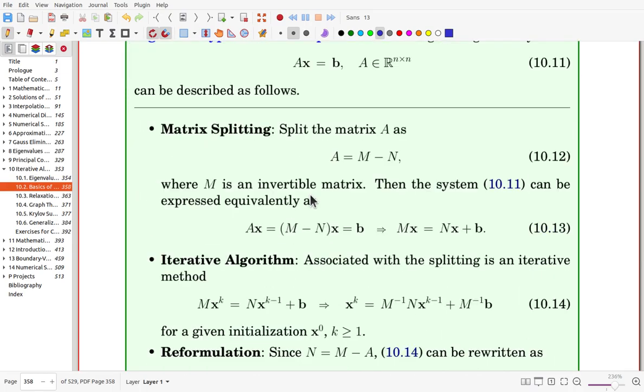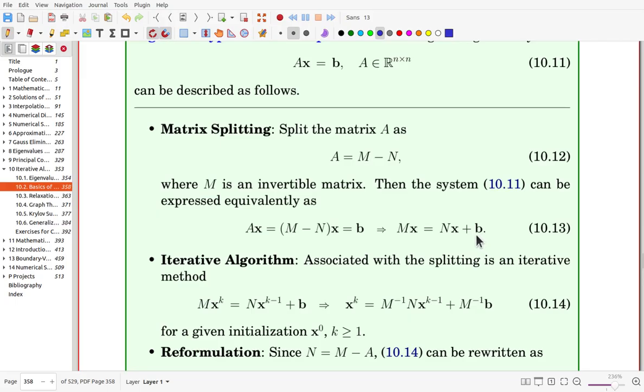The first step is matrix splitting. We write the matrix A in this form: A is M minus N. Here M is invertible. You'll see why the matrix must be invertible very soon. Then the system can be written in this form: A is M minus N, so Mx = Nx + b, with Nx moved to the other side to get that one.